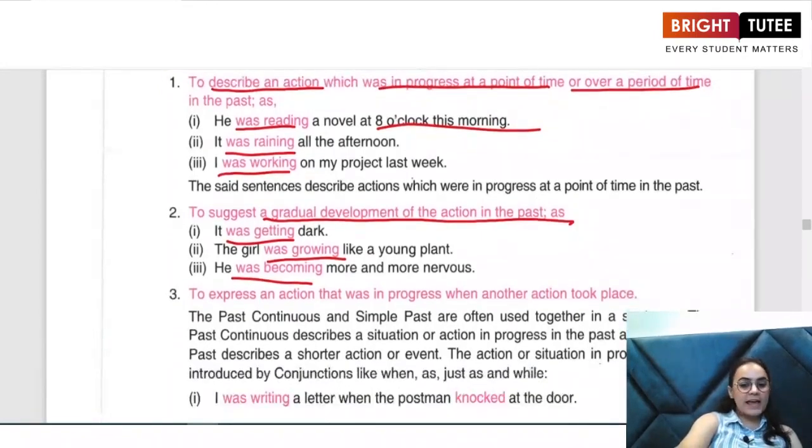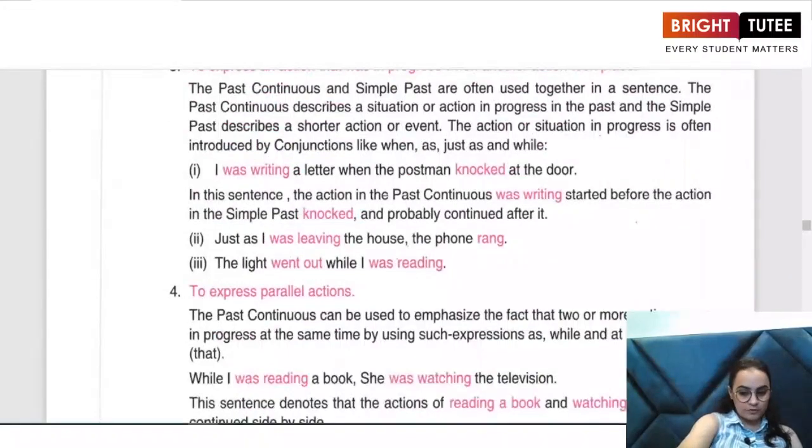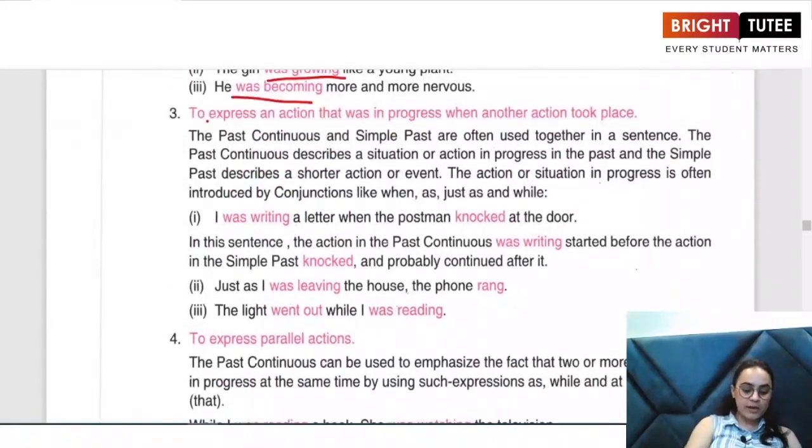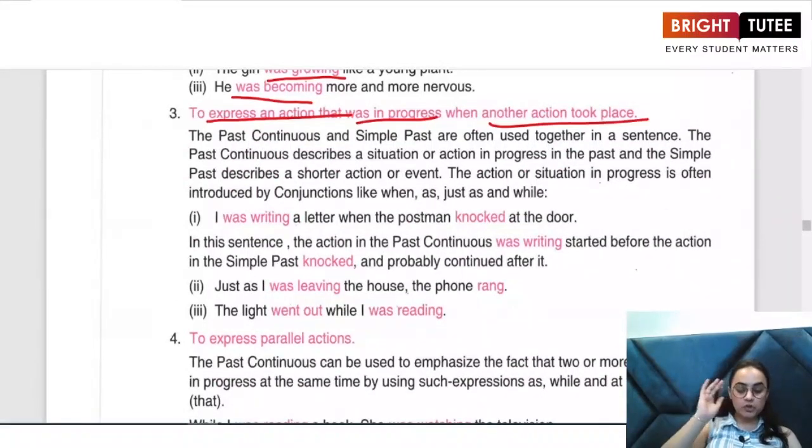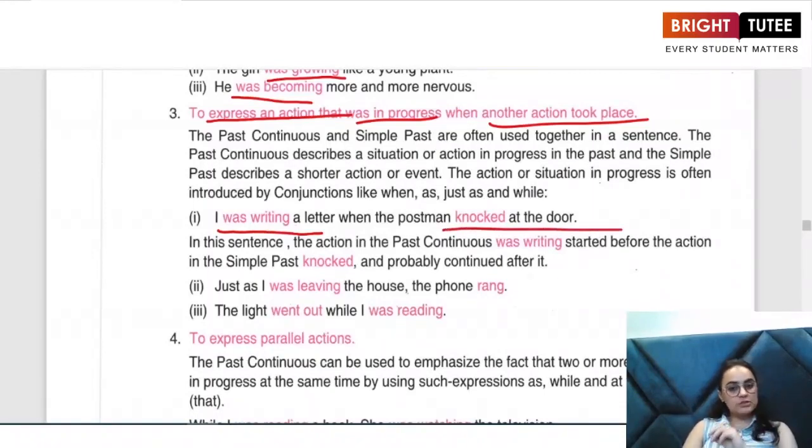Now, the next use of the past continuous tense is to express an action that was in progress when some other action took place. So, we are talking about two simultaneous actions. We use the past continuous tense to talk about that action which was already taking place when some other action took place. For example, I was writing a letter when the postman knocked at the door.